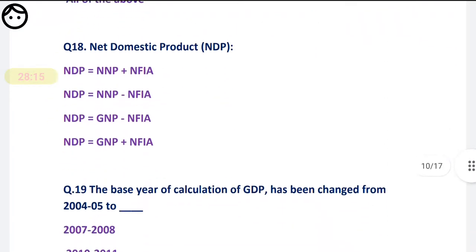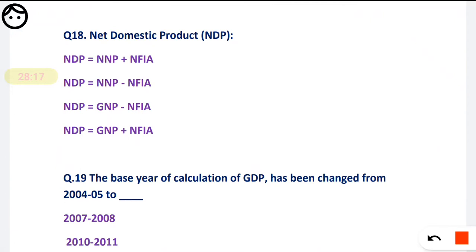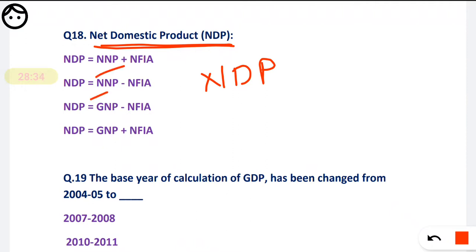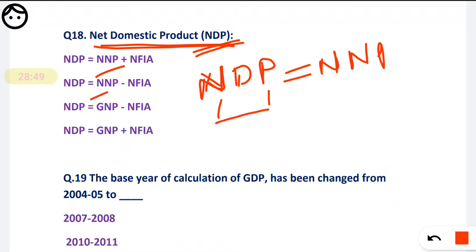Now question number 18, the NDP. See friends, the net domestic product stands for, they are basically asking a formula. So we have to find the NDP, and they have given the NNP here. So just relate with the NNP. What they have given? The net domestic product. We have to find net domestic product. So NP is the same here, and NP is the same here.